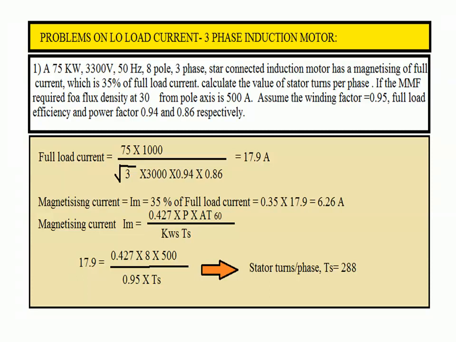Magnetizing current is given as 35% of full load current. We are going to get 6.26. Once we know the magnetizing current, go for the expression. Substitute all the values. KWS is the stator winding factor, TS is the stator turns, AT60 is the total ampere turns at 60 degrees from the interpolar axis. You substitute all the values, we are going to get TS as 288.